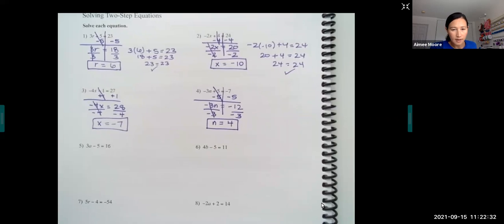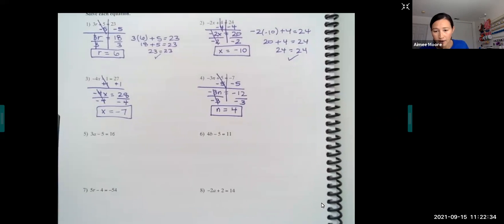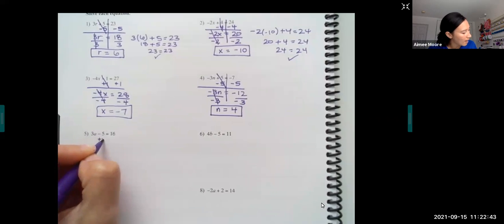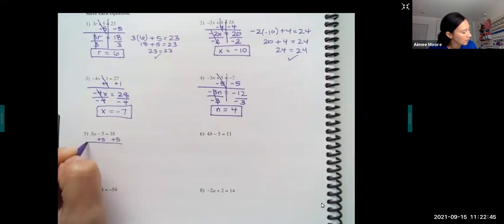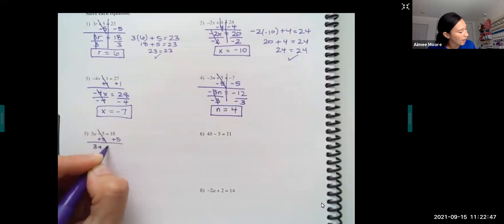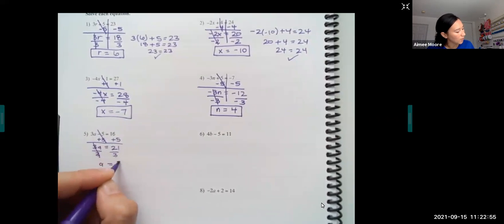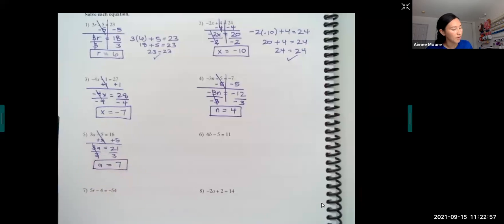All right, number 5. Okay, so Clifton sent me his answer, which was a equals 7. So let's see, if we add 5 to both sides, first we get 3a equals 16 plus 5, which is 21. Then we have to divide both sides by 3. And so a equals 21 divided by 3, which is 7. Very good, Clifton.